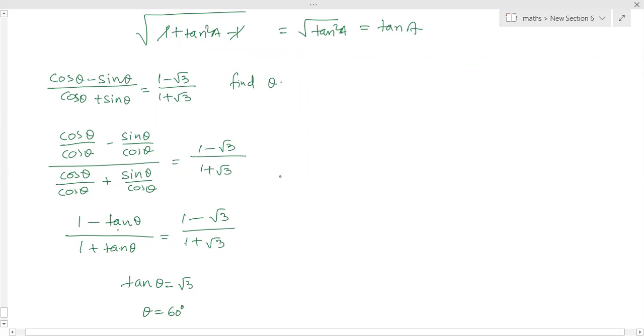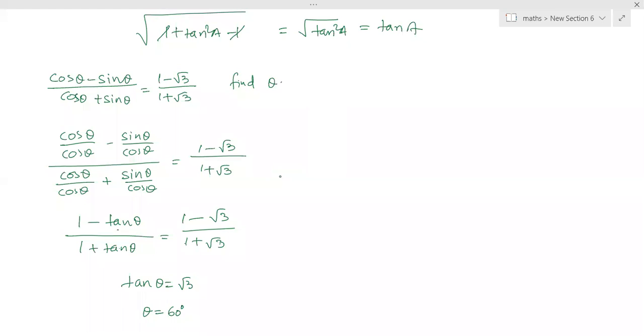Ma'am, how do we know when to divide by cos and all? Like, we won't get that idea. This is the simple thing. If you divide with sin theta, what will you get? You will get cot theta minus 1. But on the other side, what is needed? 1 minus root 3 is needed, no? So that means in place of cos, 1 should come. So when will you get that value 1? When we divide by cos. When you divide by cos, then only in place of cos you will get 1. Therefore, we have divided by cos.